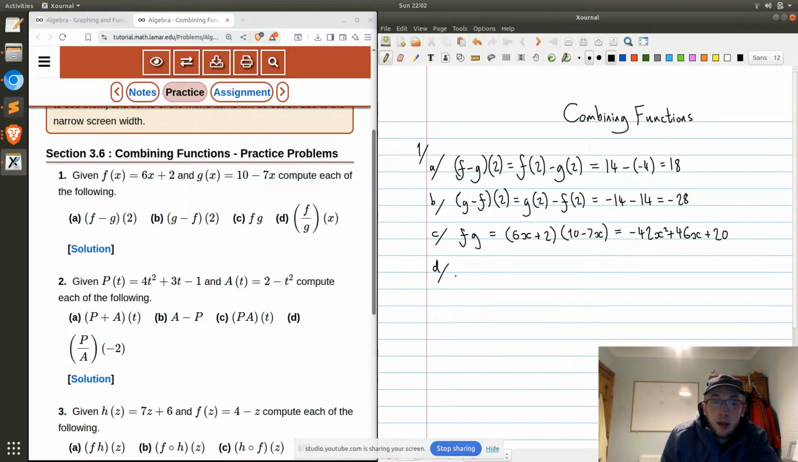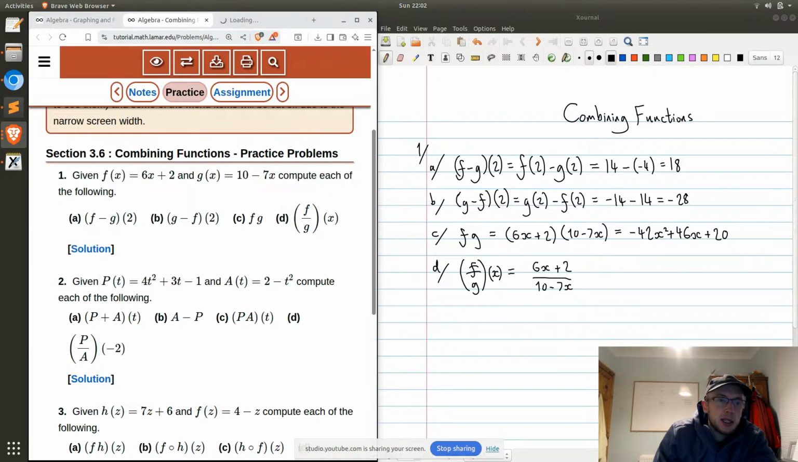And then f over g of x. So this is the quotient of the two functions, the quotient of f with g. So that would be 6x plus 2 over 10 minus 7x. But we'll have to check these to make sure that they are correct.